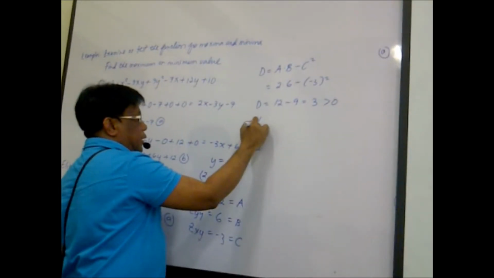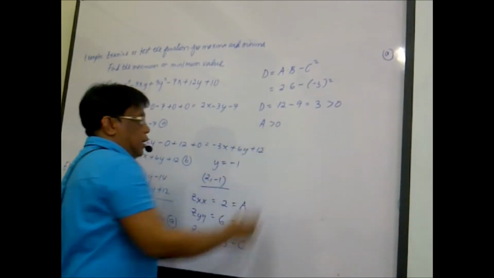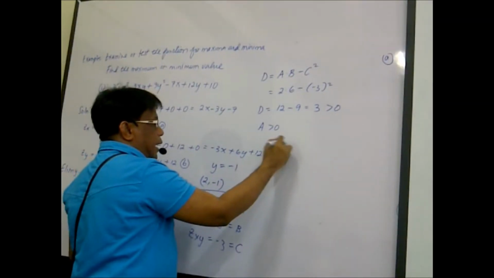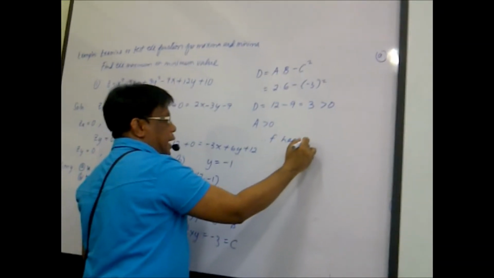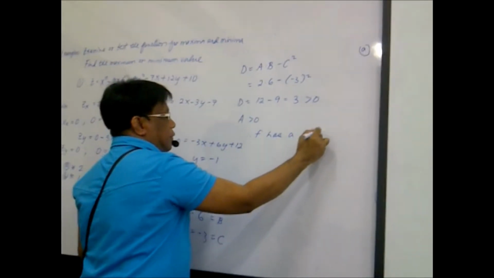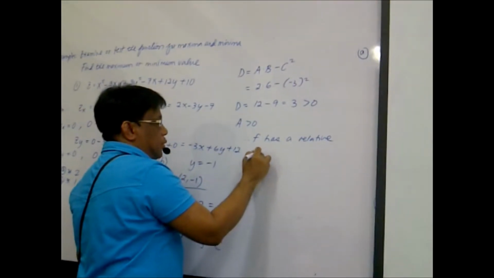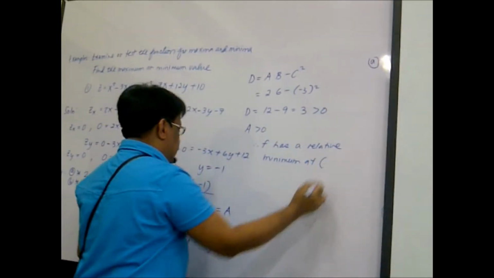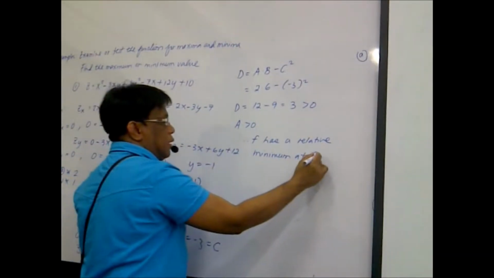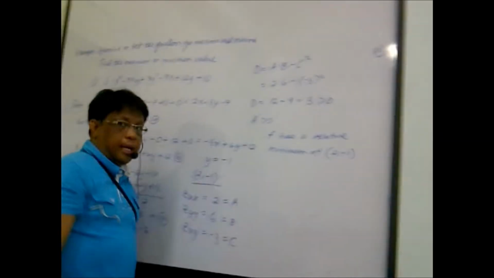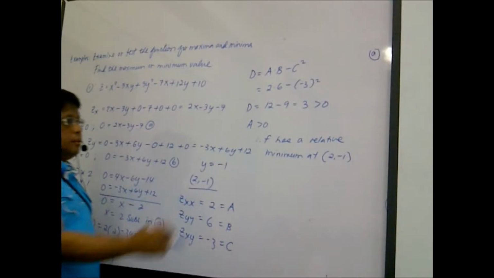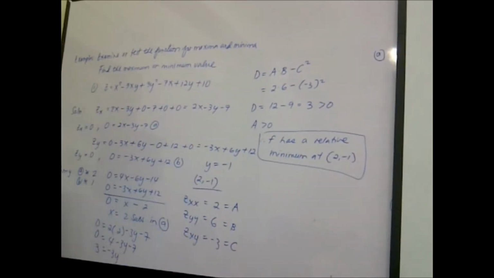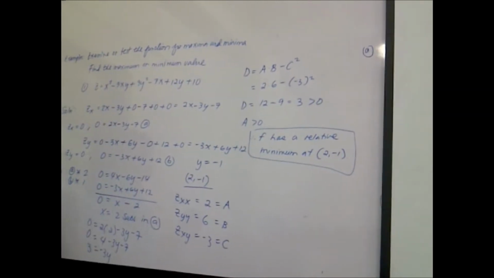So determine also your A. Is A greater than 0? Yes. So therefore, conclude now that the given function f has a relative minimum at the given point, which is 2, negative 1. Okay? You understand, class? So that is what we have for maxima and minima for this given function.